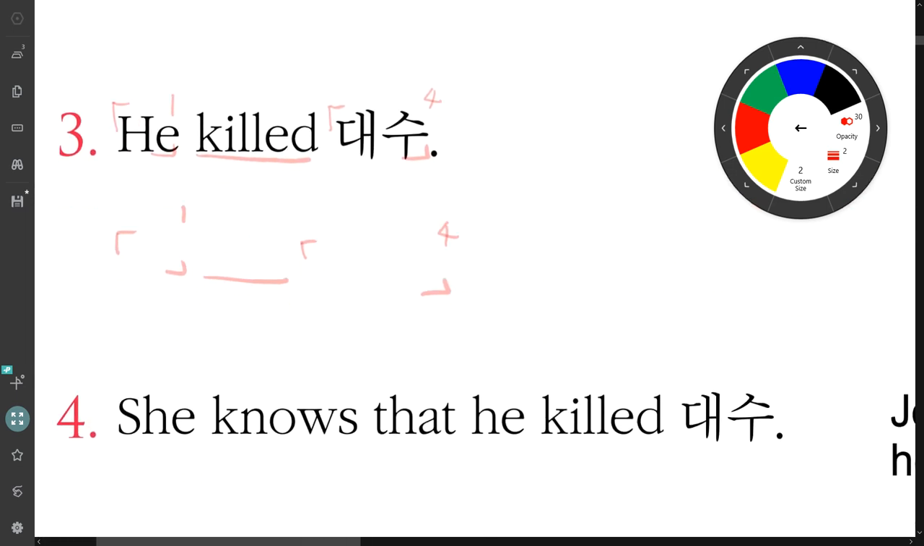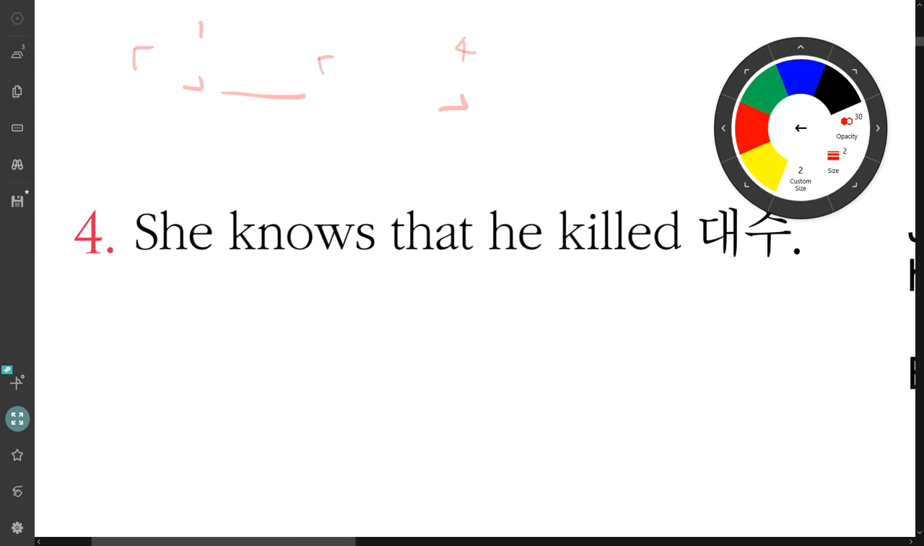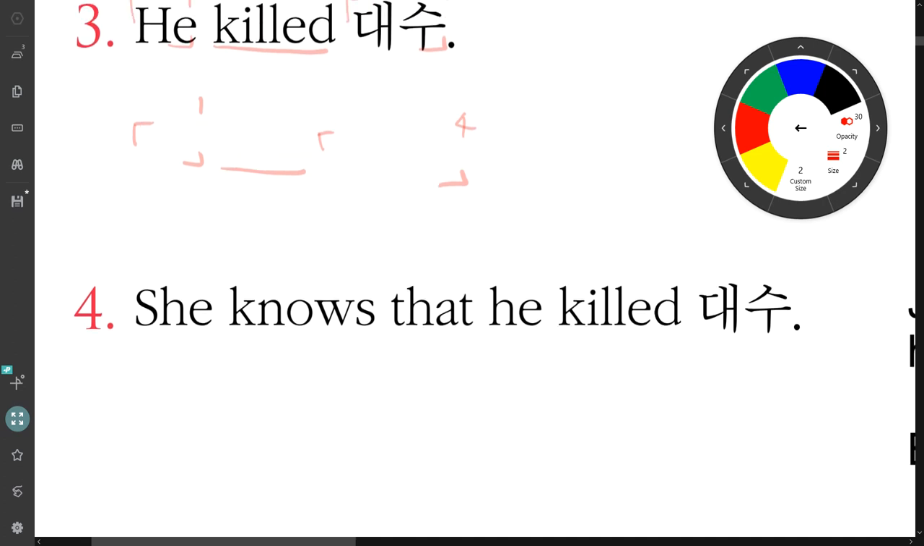Sentences 4 through 6 are also type 3 sentences, but their objects look a little different from the object in sentence 3. Let's take a look at them one by one. In sentence 4, she knows that he killed Desu. We have our subject, she, knows as our verb, and the object, that he killed Desu, is a noun clause, 명사절. We can more specifically call this one a that clause.